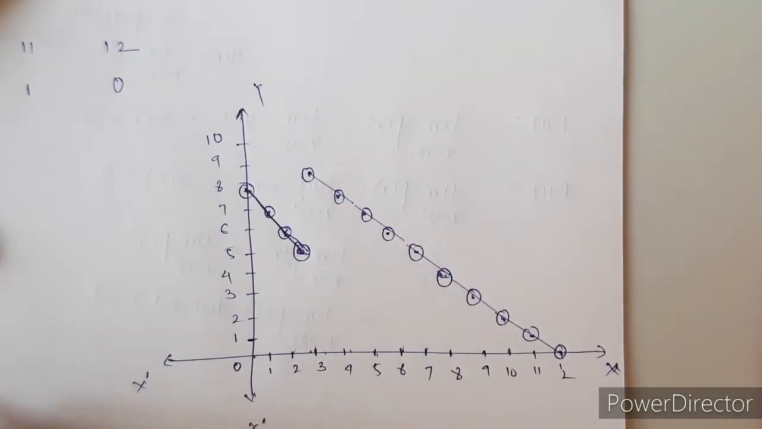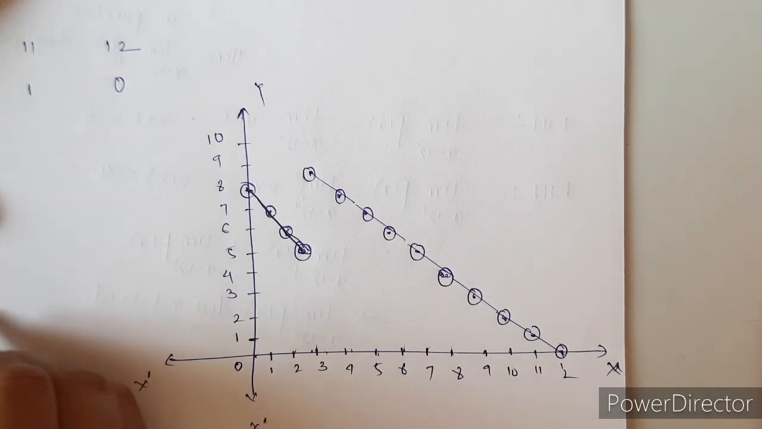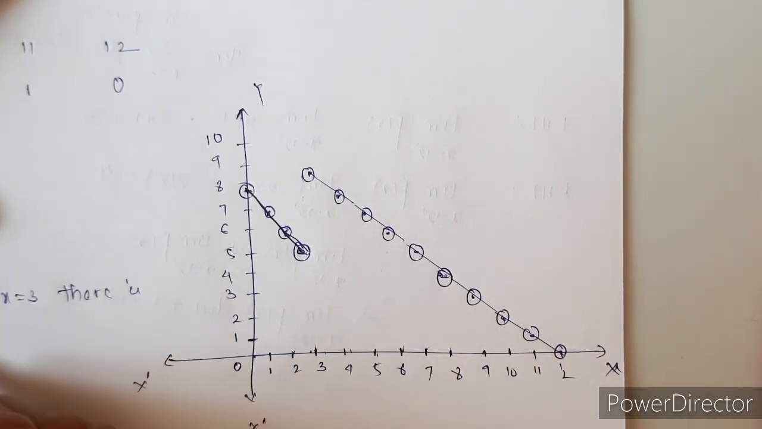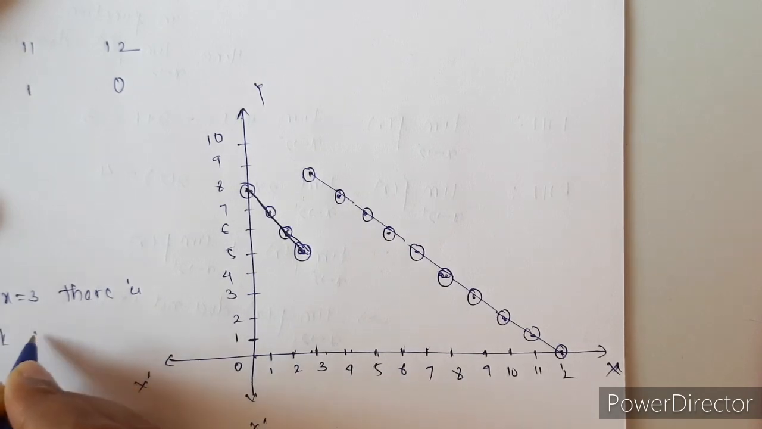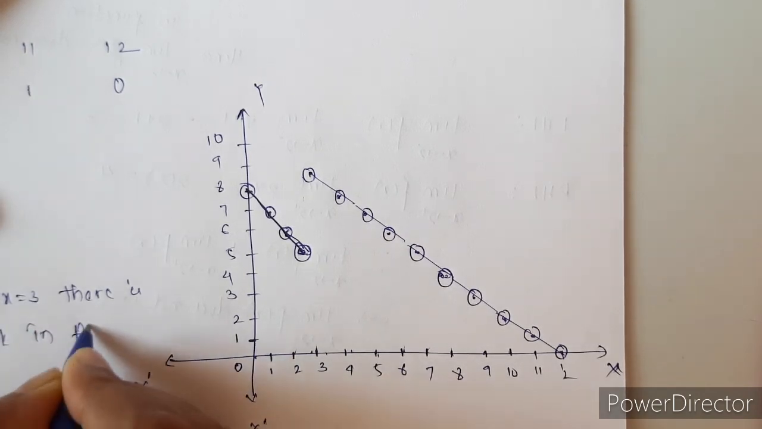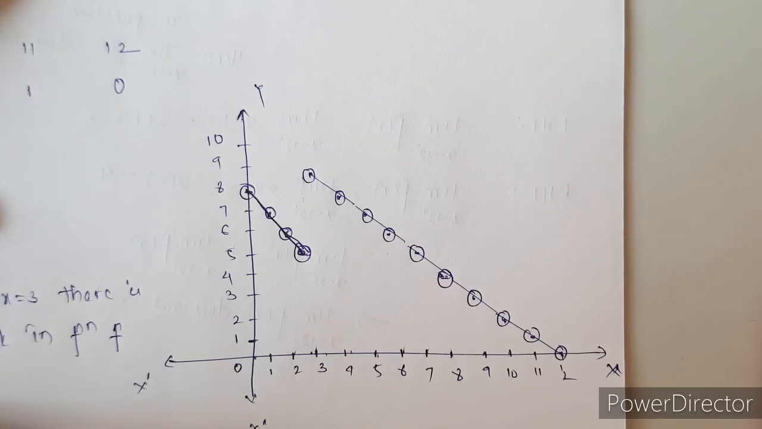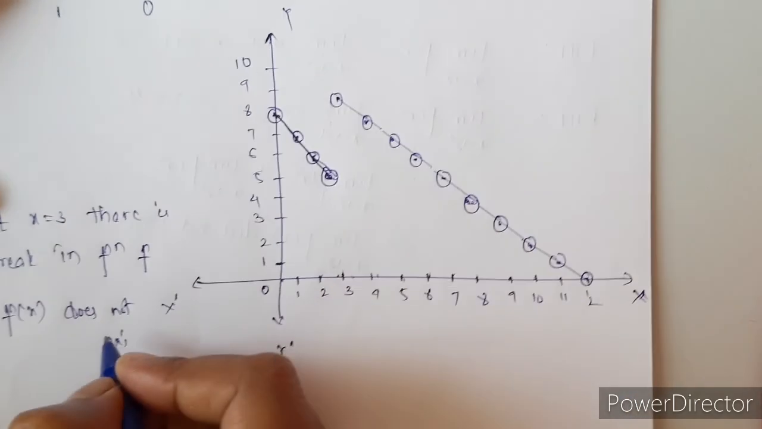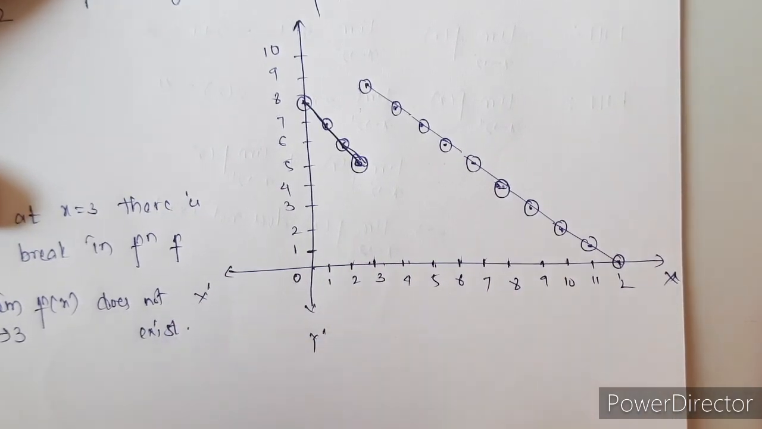So it means since at x equals to 3, there is break or gap in function f. This implies that limit of a function f of x when x is tending towards 3 does not exist.